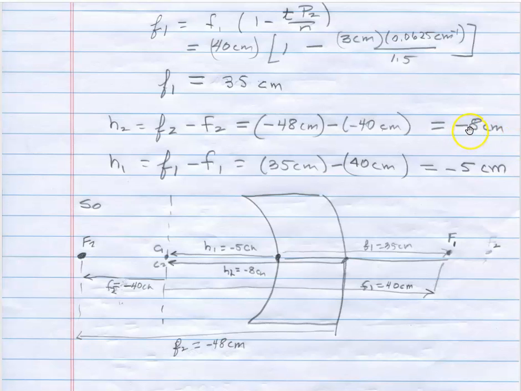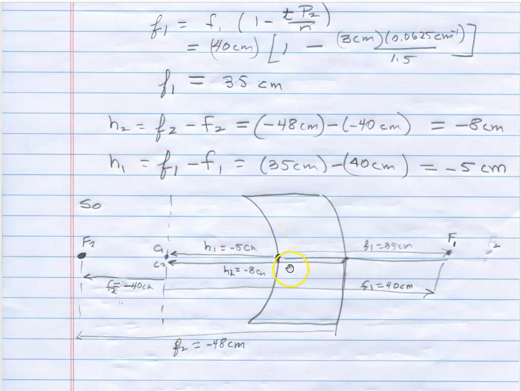H2 is minus 8. And remember, the secondary principal plane is measured from the back vertex. So I go H2, I go negative to the left 8 centimeters. And since this was a circle or a sphere of radius 8, that puts us right back on the center. So there's our principal plane.